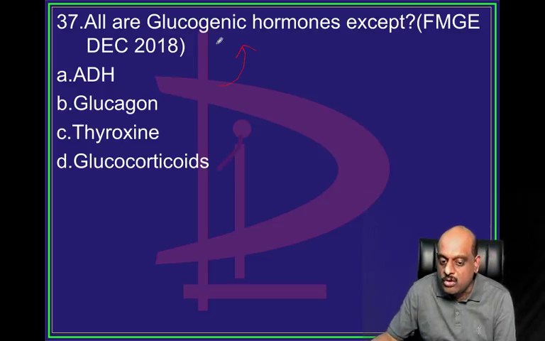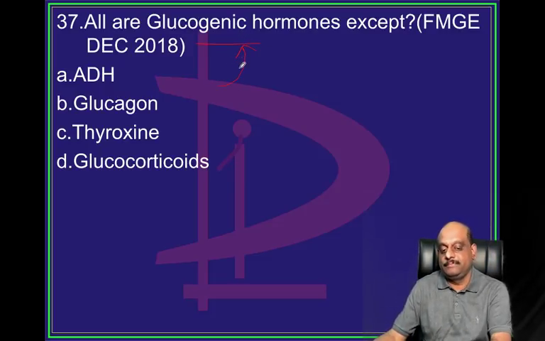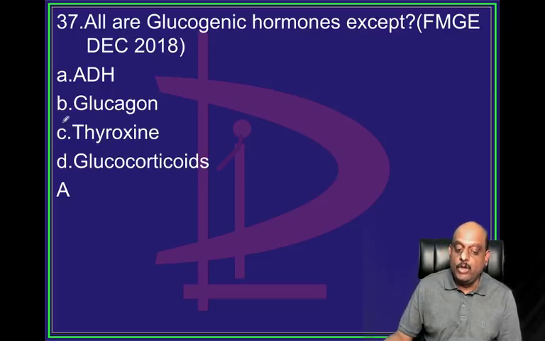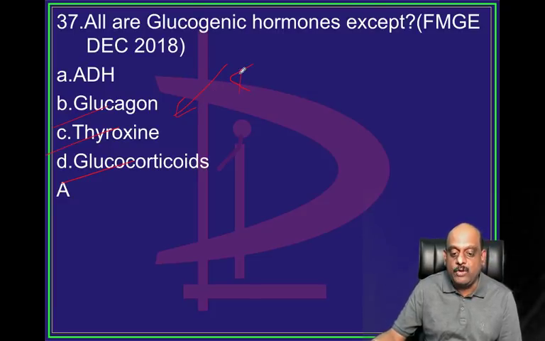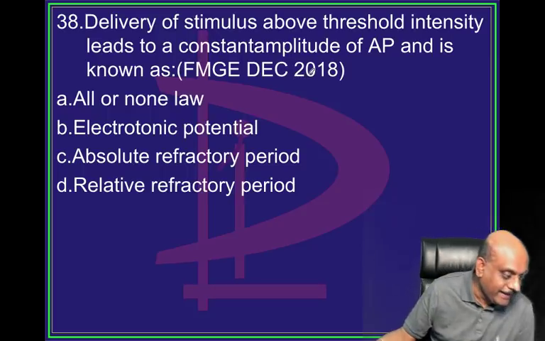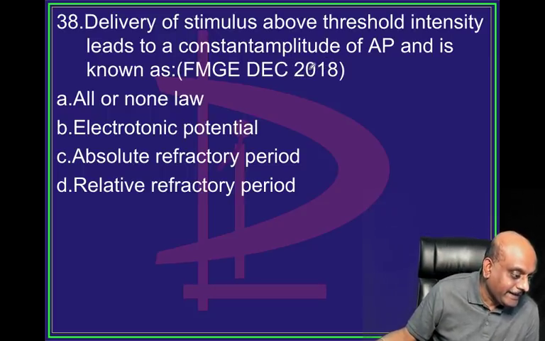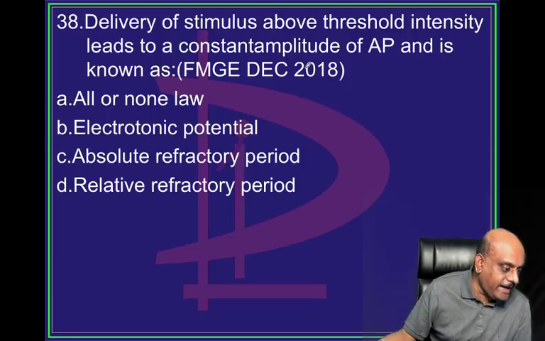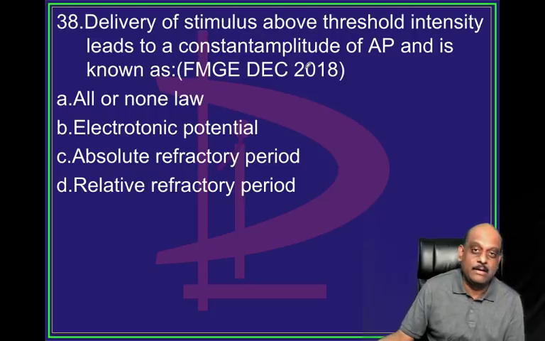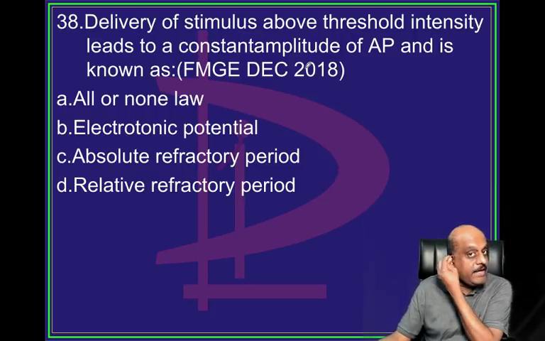Now, glucogenic hormone: glucagon, thyroxine, glucocorticoid. Biscuit question. If these get stimulated, your blood glucose increases, okay? So, Golgi tendon organ, Arun is saying it is not polysynaptic, it is bisynaptic. Is it? Just recheck.